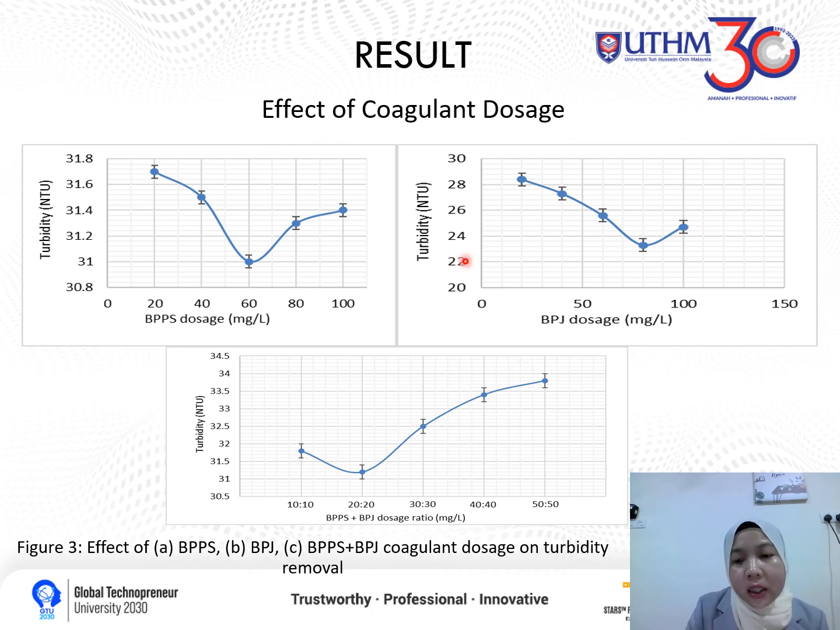the optimal dosage. However, the fact that the residual turbidity did not decrease further at the higher BPPS and BPJ concentration was not expected. This might be attributed to the high charge density of the coagulant, whereas smaller dosages are adequate for disruption of suspended particles, and then larger ones can cause interference.